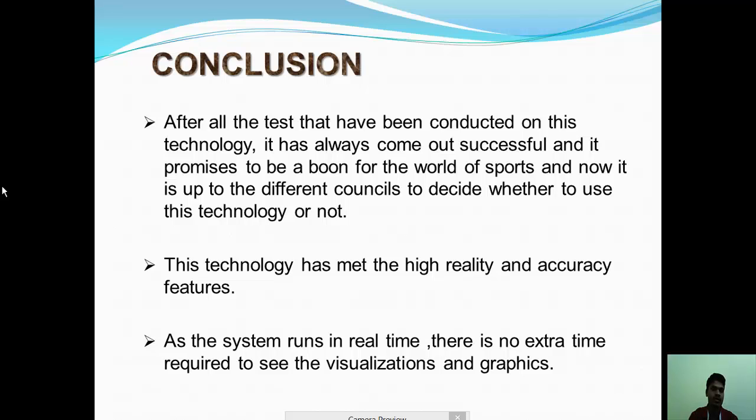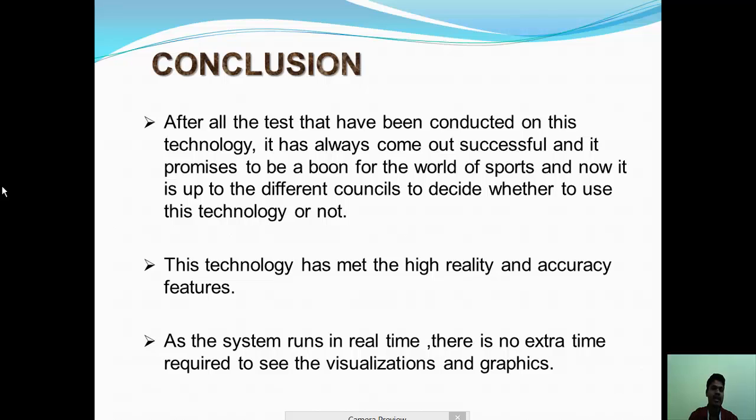The use of this technology leads to more correct decisions in the sport so that there are no wrong decisions, and a fair game can be seen by the viewers as well as the team players. So it eliminates the problems for umpires and overcomes all the disadvantages of wrong decisions.